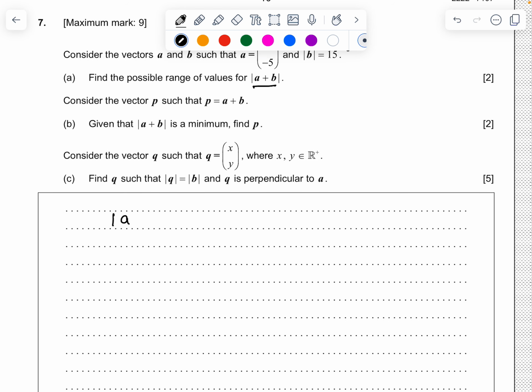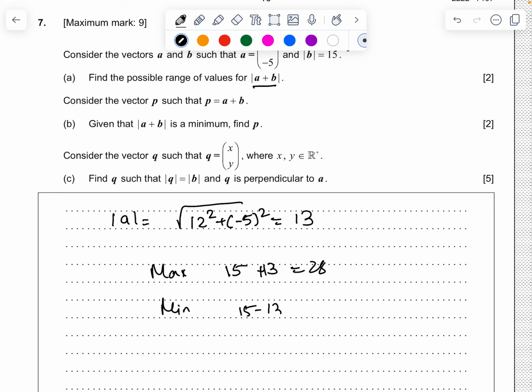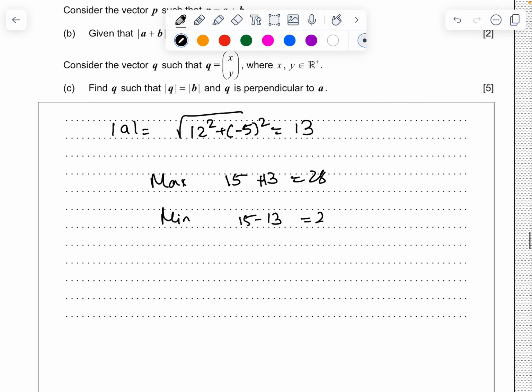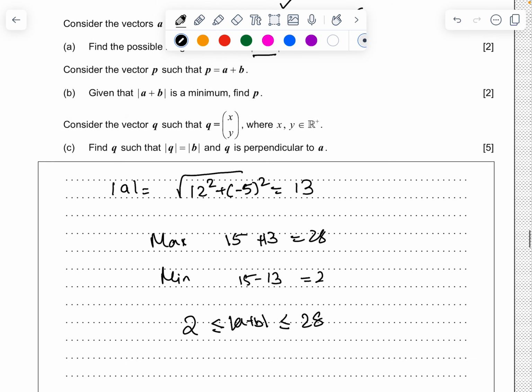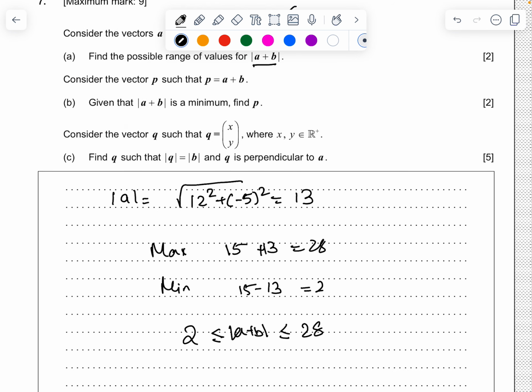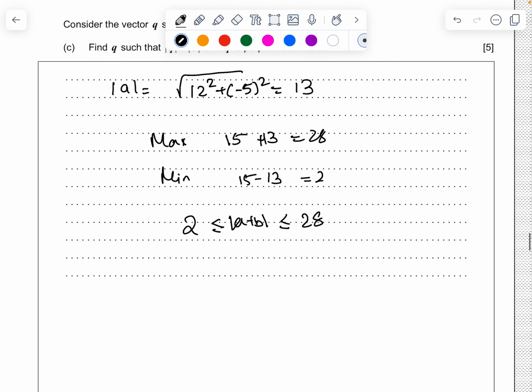So first of all, I'll find the absolute value of A, which is square root of 12 squared plus (-5) squared, which is going to be 13. So the maximum value is going to be 15 plus 13, which is 28, and the minimum value is going to be 15 minus 13, which is 2. So what I can write, the absolute value of A plus B lies between 2 and 28.